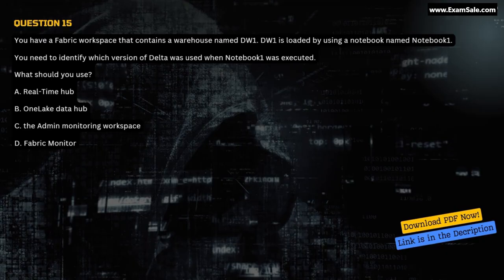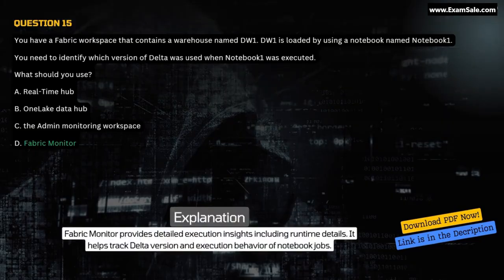What should you use? A. Real-time Hub. B. OneLake Data Hub. C. The Admin Monitoring Workspace. D. Fabric Monitor. Correct answer D. Fabric Monitor. Explanation. Fabric Monitor provides detailed execution insights including runtime details. It helps track Delta version and execution behavior of notebook jobs.